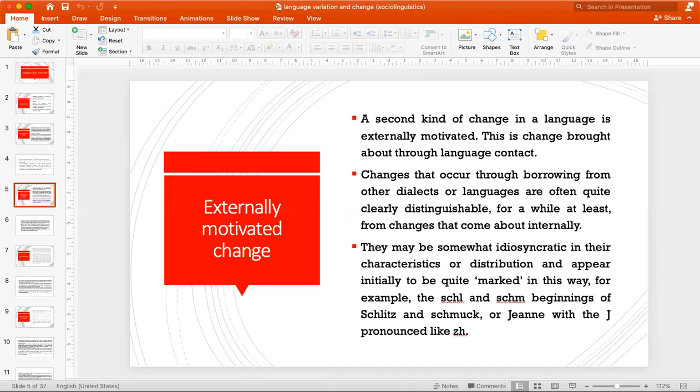Externally motivated change. This second kind of change in language is externally motivated. This is change brought about through language contact. Changes that occur through borrowing from other dialects or languages are often quite clearly distinguishable.